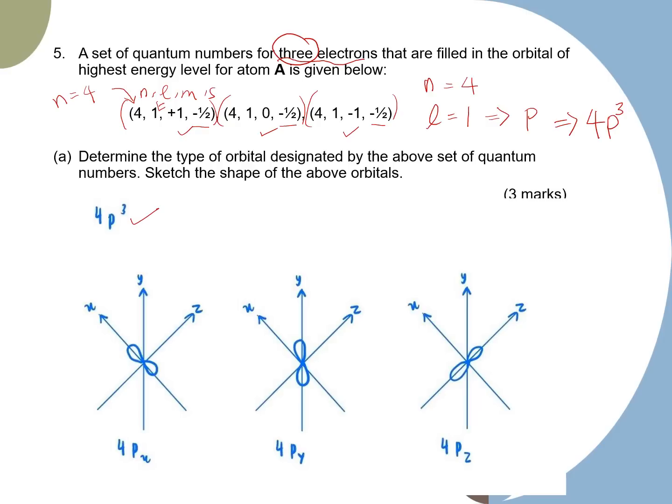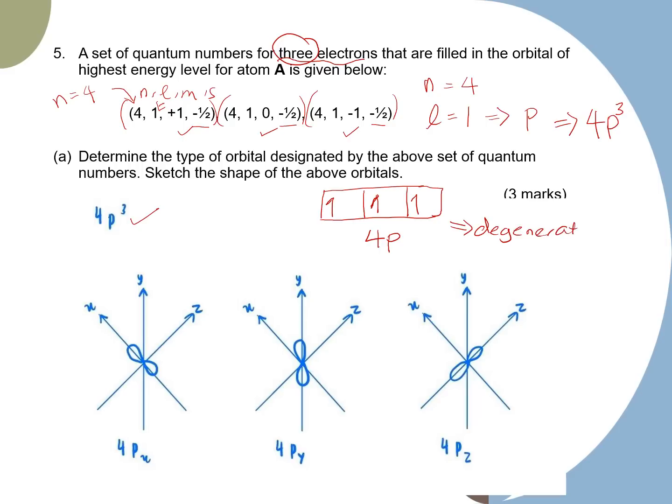Sketch the shape of the above orbitals. How to know how many shapes you have to draw? When you have 4p3, if we draw the orbital diagram of 4p, and we have 3 electrons, let's substitute the electrons: 1, 2, 3. According to Hund's rule, these are degenerate orbitals.